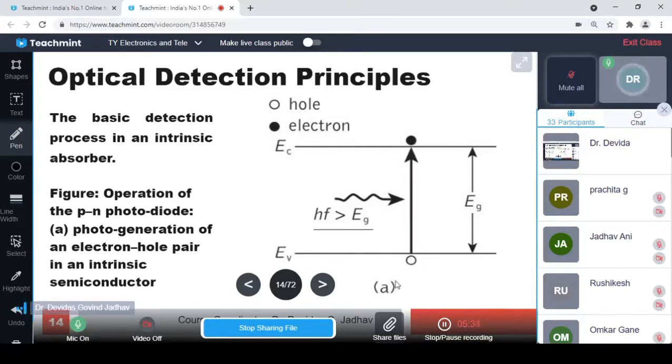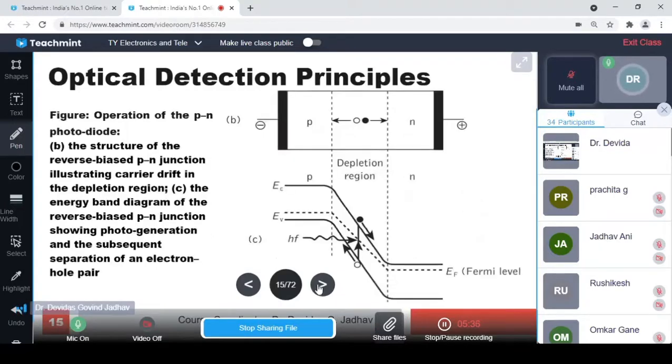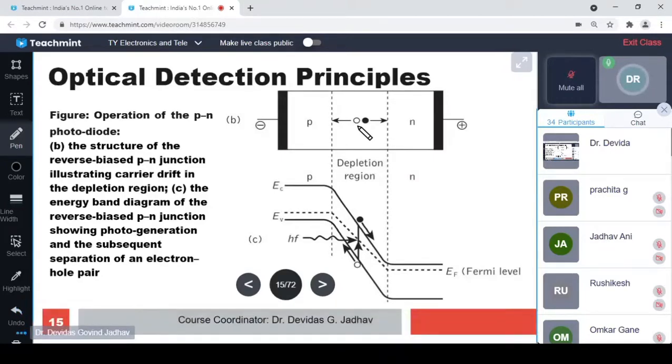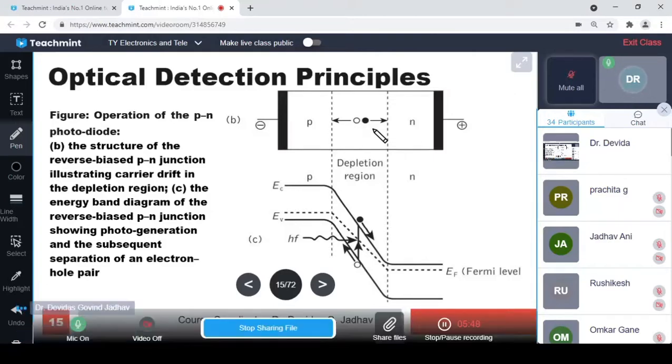And there is a leakage current due to the minority charge carriers in the depletion region, even without any optical input. So this is leakage current, in which minority charge holes from the n side cross the junction, and electrons from the p side cross the junction, and electrons get collected by the positive, holes are collected by the negative of the battery.